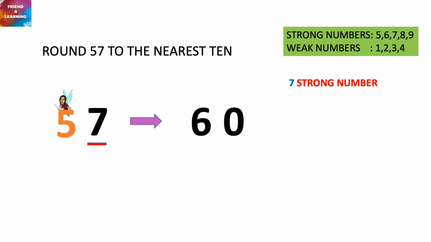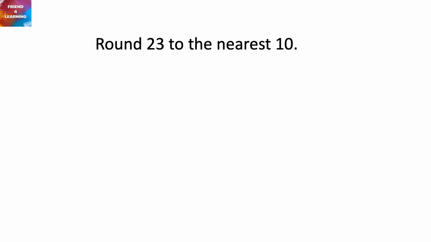Always remember, since we are rounding the numbers to the nearest 10, it should end in tens like 10, 20, 30, 40, 50, 60, 70, 80, 90. It should end in 0. So here you can see 57 is rounded to 60. Okay, now let's move on to another example.